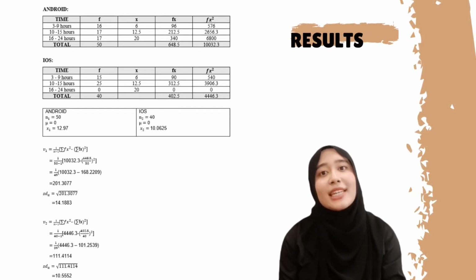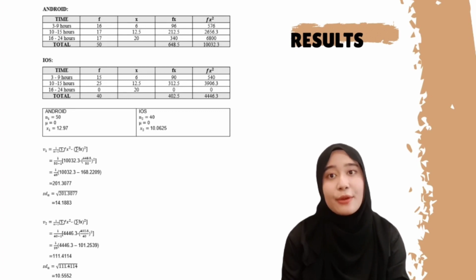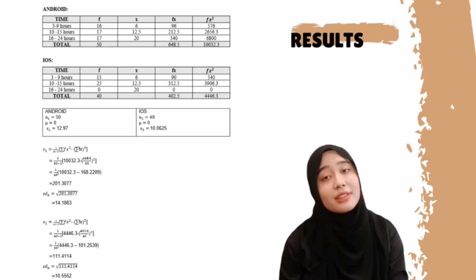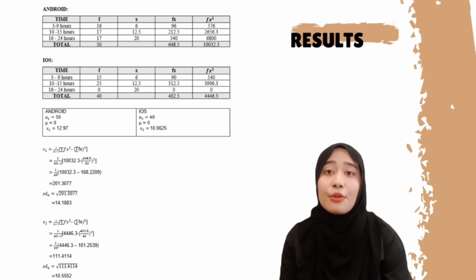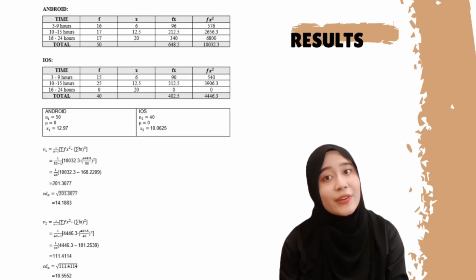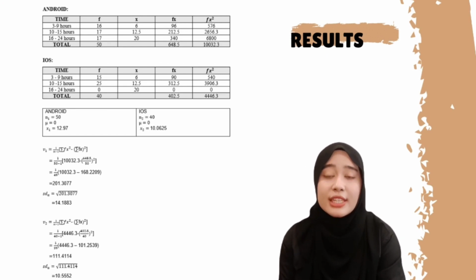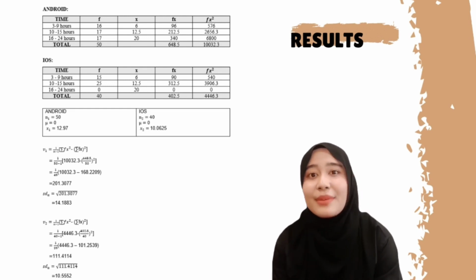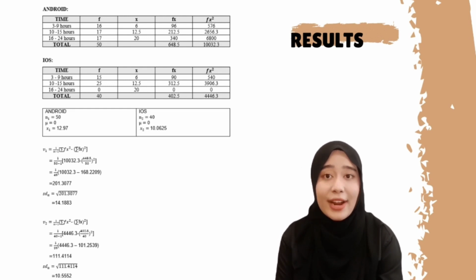Next, I will present the solution to the case study. We made two tables for each type of smartphone. In the tables, column 1 is for the time phone batteries can last, column 2 is for frequency, column 3 is for data, column 4 is frequency times data, and the last column is for frequency times data squared.